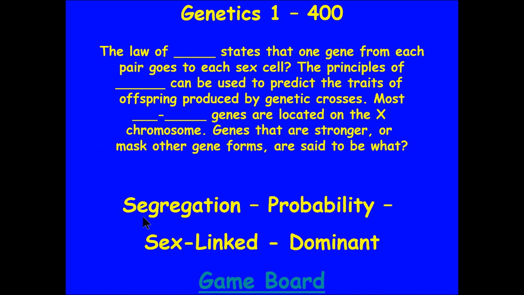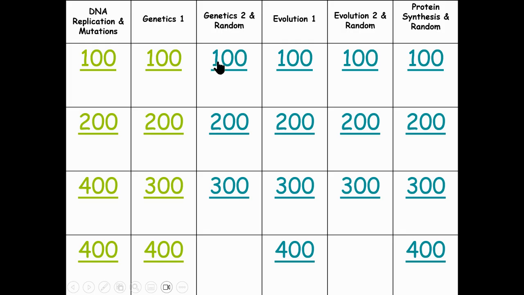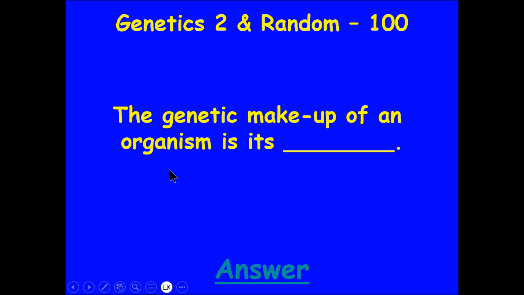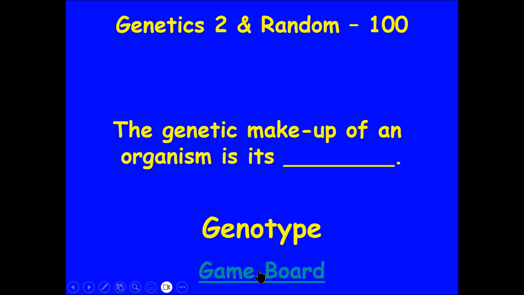Sex-linked or X-linked genes are located on the X chromosome, and genes that are stronger or mask the recessive form are said to be dominant genes or dominant alleles. The genetic makeup of an organism is its blank. 5, 4, 3, 2, and 1. That's genotype. The physical characteristics, of course, are its phenotype.